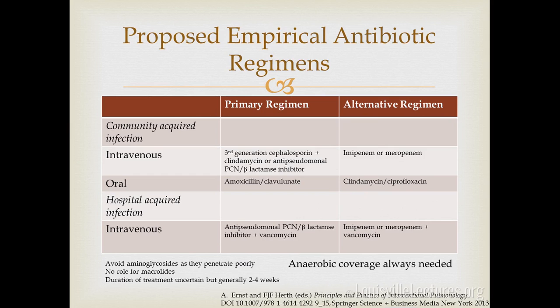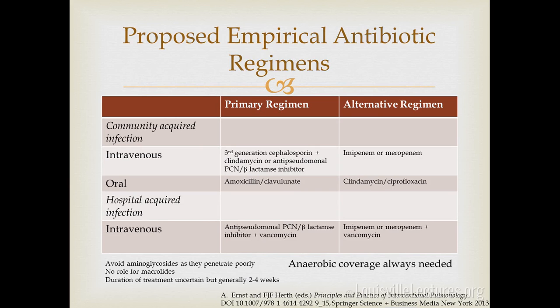What is the antibiotic therapy? If you don't know the microbiology, you probably get an idea. Start with broad spectrum antibiotics. For community-acquired infections, you can use a third-generation cephalosporin or things like Augmentin for oral therapy. And then for hospital-acquired, you have to cover MRSA, you have to cover gram-negative rods.